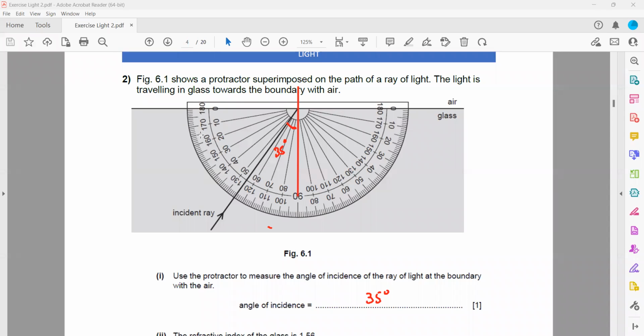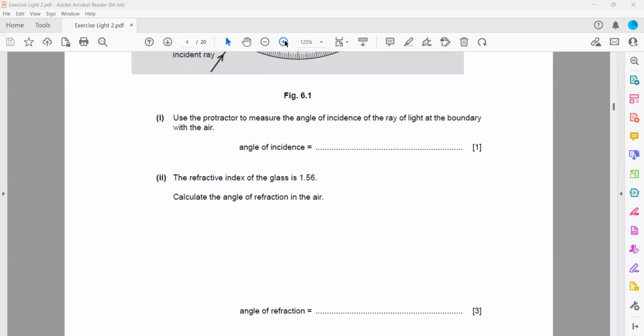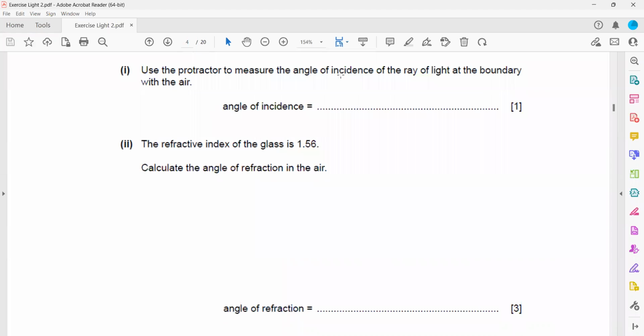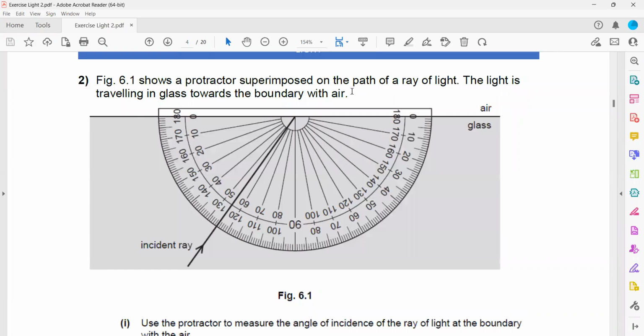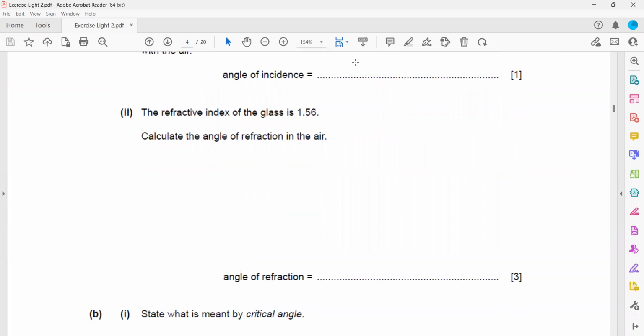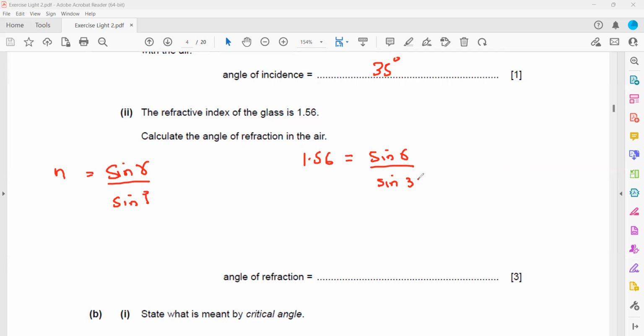The next part: the refractive index is 1.56. Calculate the angle of refraction. So here the light is moving from glass to air. If it is moving from glass to air, what will be the formula for refractive index in terms of angles? Sine R over sine I. So it will be sine R, the angle of refraction, over sine I, the angle of incidence, equals the refractive index, because it is moving from a denser to a rarer medium. The refractive index is given as 1.56. We are finding sine R because we want the angle of refraction. The angle of incidence is 35.